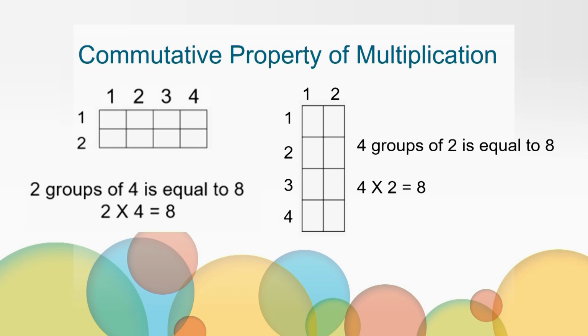This is a big mathematical idea. Mathematicians call it the commutative property of multiplication. You don't need to remember the name of it. What's important to know is that the order of the factors can change and you still get the same product.